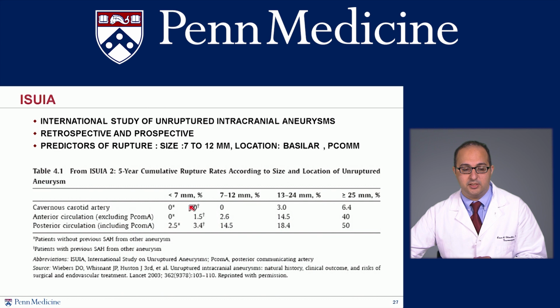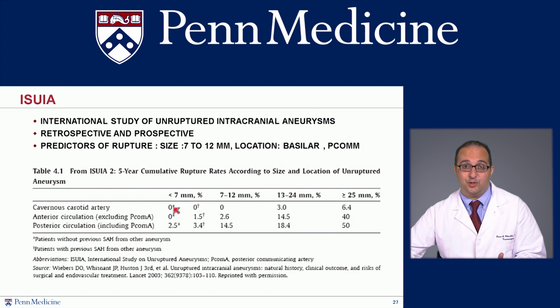The second column is for people who've already had a prior aneurysm rupture. This number was very surprising because all cerebrovascular surgeons know that day in and day out we treat ruptured aneurysms anywhere from 3 to 5 millimeters in size. So this number is not really true, but for the longest time, this was the best data available and was used to decide and recommend treatment of aneurysms.